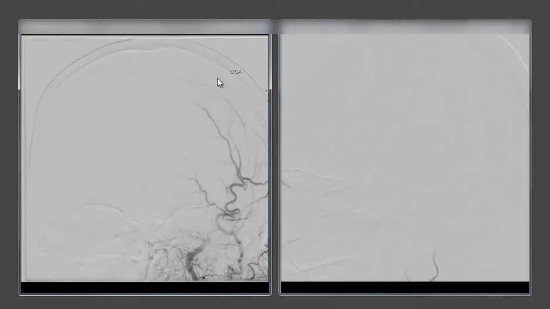But what you're going to see here as we move forward in time, we only see branches of the external carotid artery supplying these scalp branches here and branches to the face. And it's very hard to see any flow straight into the brain through the internal carotid artery. If we follow it out farther in time as the contrast is making it farther down the line in the scalp branches, we start to see this shadow here that is the internal carotid artery.